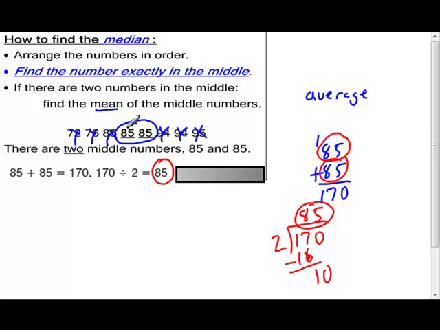I realize there are 2 of them here. They could be 2 different numbers. They could be 85 and 84. So you can't just look at it and say, oh, it's 85 and 86, we'll just pick one of these. No, you actually have to find the mean. So make sure that what you do is verify which numbers are in the middle.